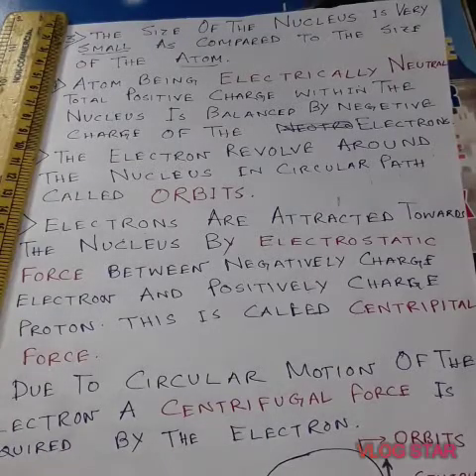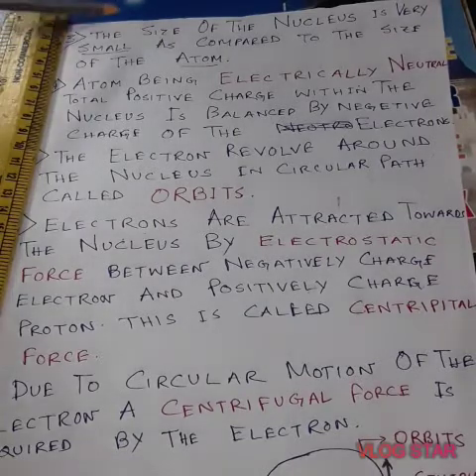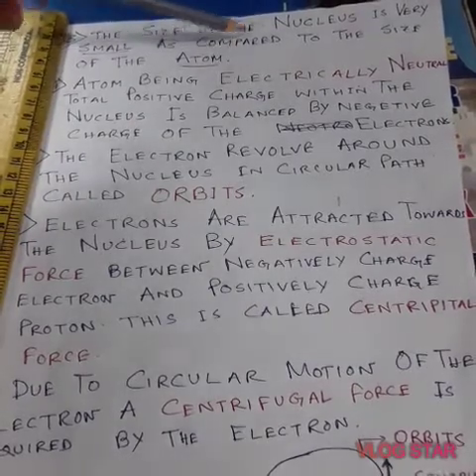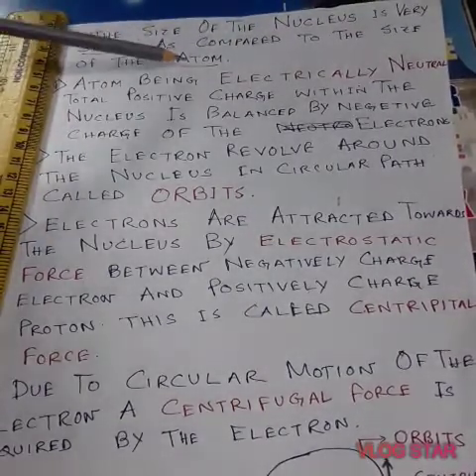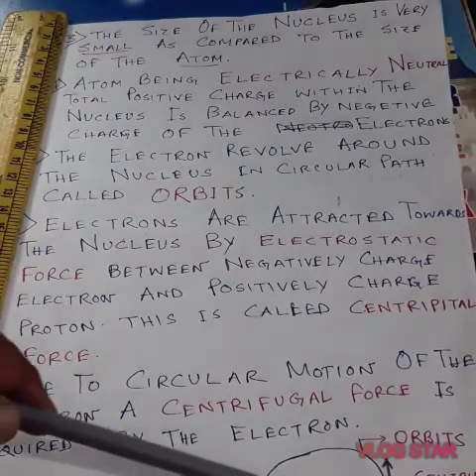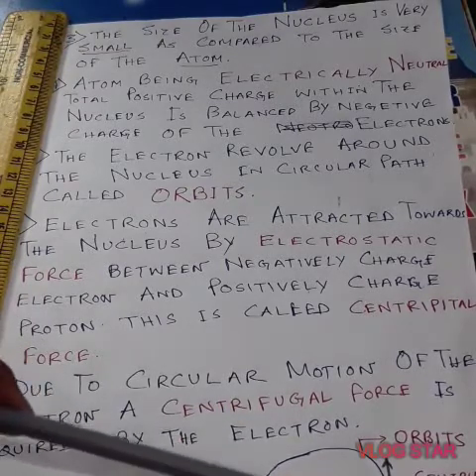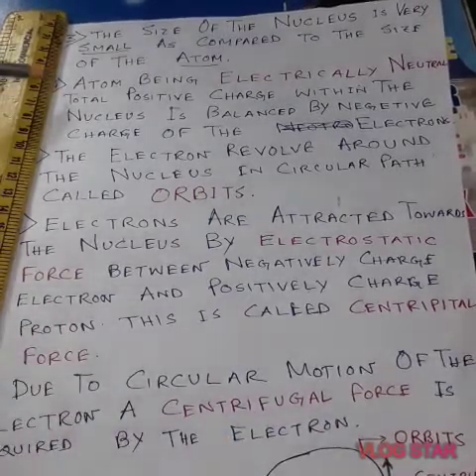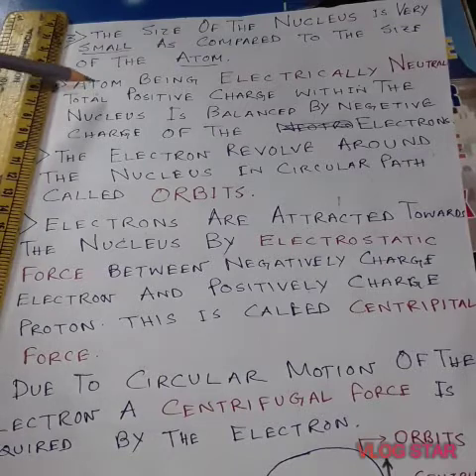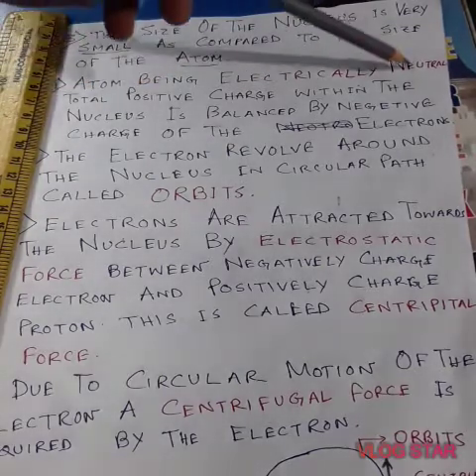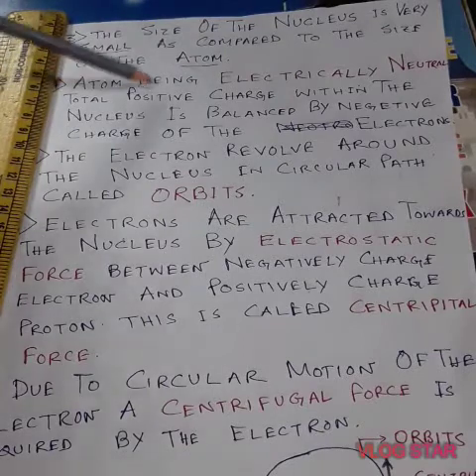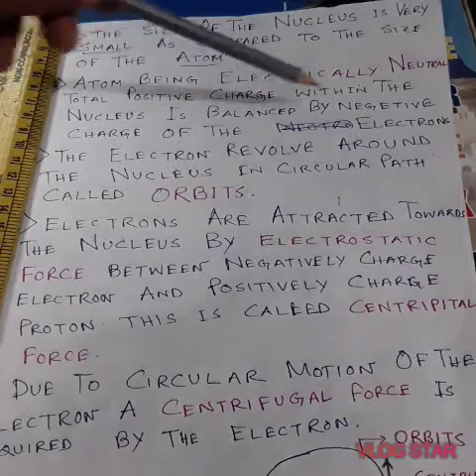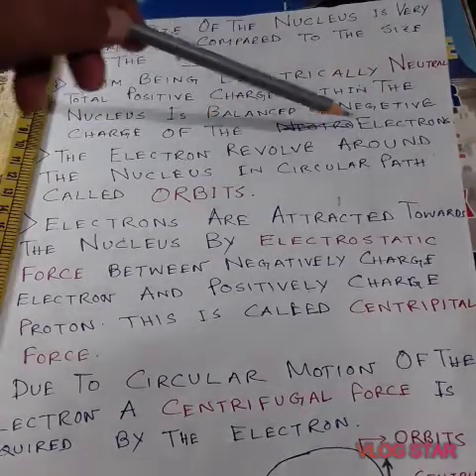The third point says the size of the nucleus is very small as compared to the size of the atom. Look here, the size of the nucleus is small compared to the size of the whole atom. The fourth point states that the atom being electrically neutral, the total positive charge within the nucleus is balanced by the negative charge of the electrons.